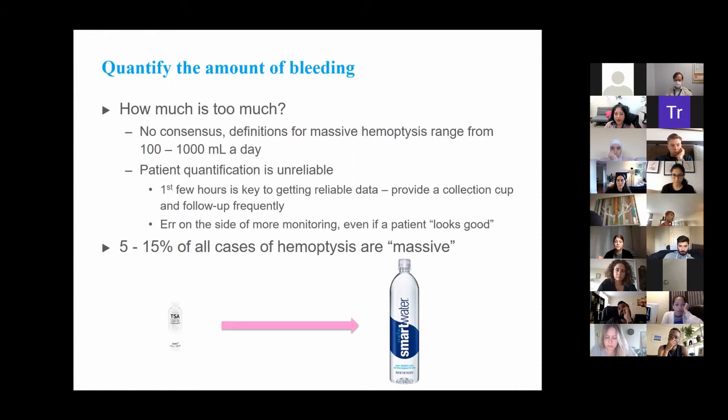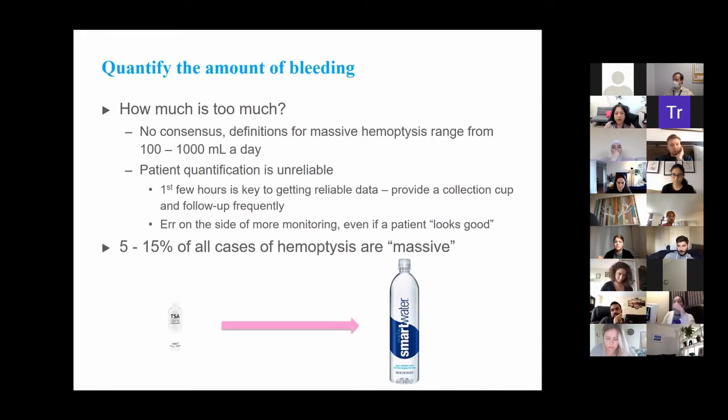And part of that monitoring is actually giving them a container to collect their hemoptysis in, so it can be quantified. And you really want to know in the first hour and the first couple of hours how much there is. If more than 100 cc's, then we should be worried that this is something that is bleeding pretty fast.